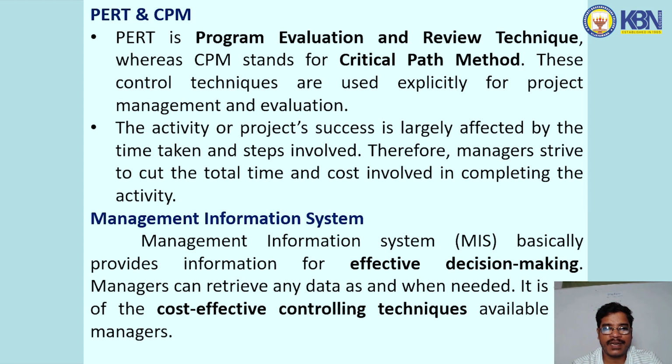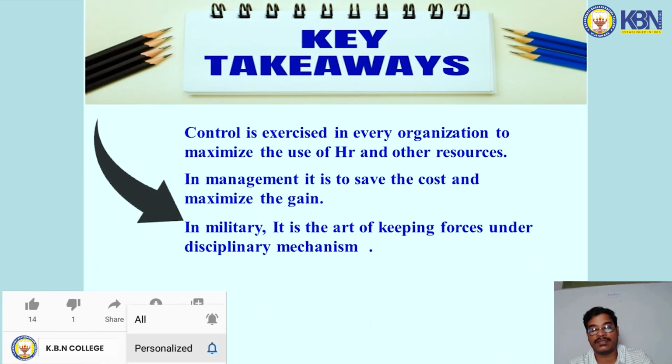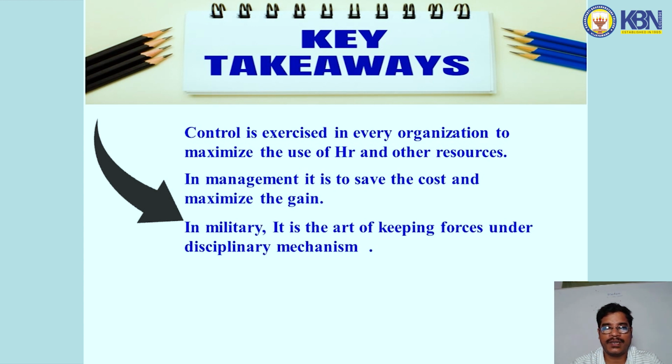And the next one, that is management information system. It is basically providing information for effective decision making. In short, you can call it MIS, management information system. Here the managers can retrieve any data and any kind of information whenever it is needed. It is a cost effective controlling technique available to the managers. So these are the different traditional and modern techniques which are available under the controlling function, right? And that is the conclusion of the different controlling techniques.